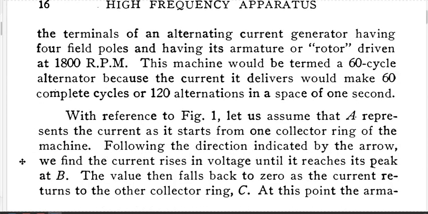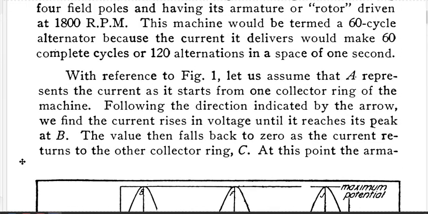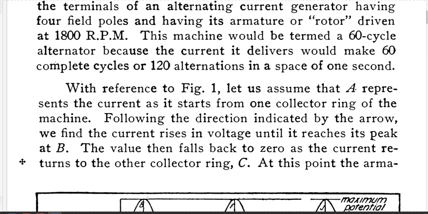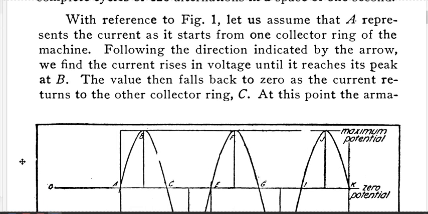Which may be assumed to show the course taken by a current leaving the terminals of an alternating current generator having 4 field poles and having its armature or rotor driven at 1800 R.P.M. This machine would be termed a 60-cycle alternator because the current it delivers would make 60 complete cycles or 120 alternations in a space of 1 second.